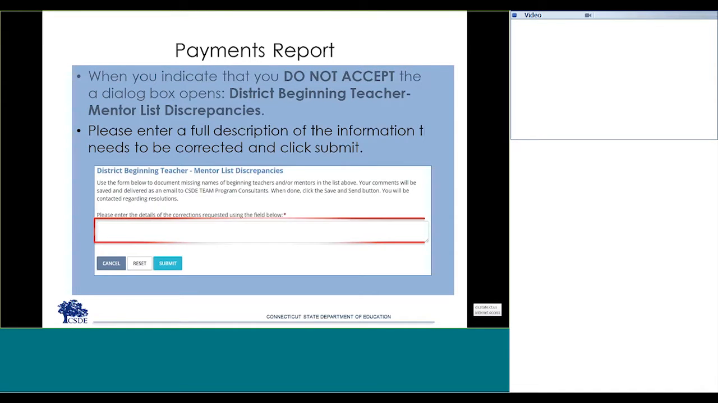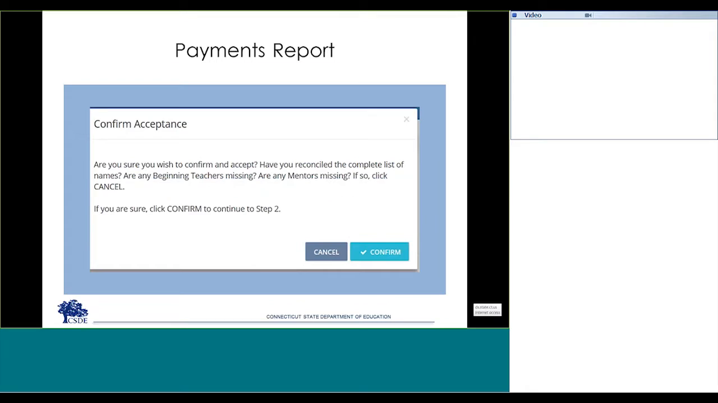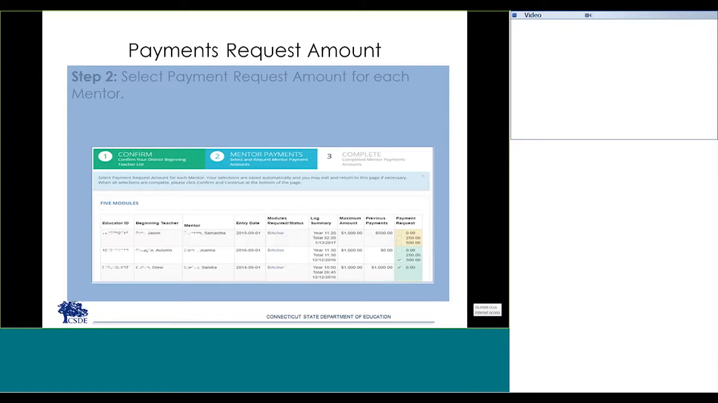Next slide. If you are accepting the list, you would check that you're accepting. You click submit. It challenges you to make sure that you really mean that, and then ask you to confirm again. Next slide. In step 2, you will see a list of your beginning teachers and their mentors.